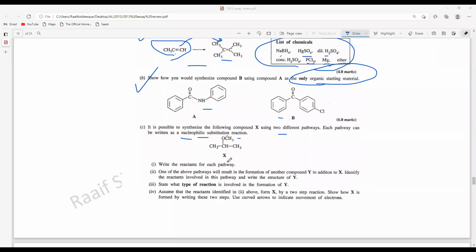Okay, so write the reactants of each pathway discussed. One of the pathways, the structure of Y is this. So what is the type of reaction in which Y is formed? This is attacking of the base. What is this? This is called the elimination reaction because hydrogen and Cl minus are eliminated from the system. So this is elimination, right?